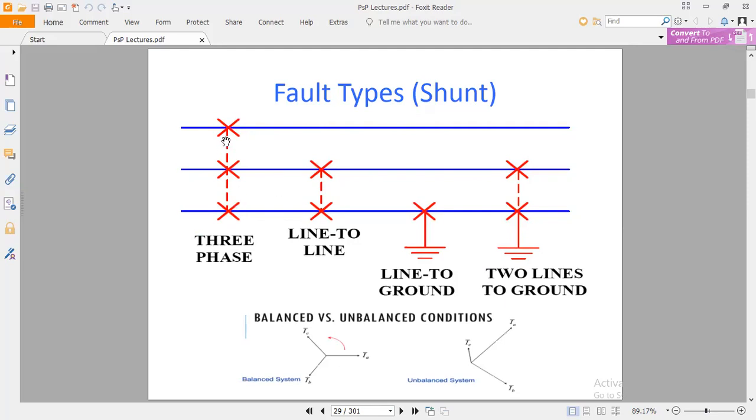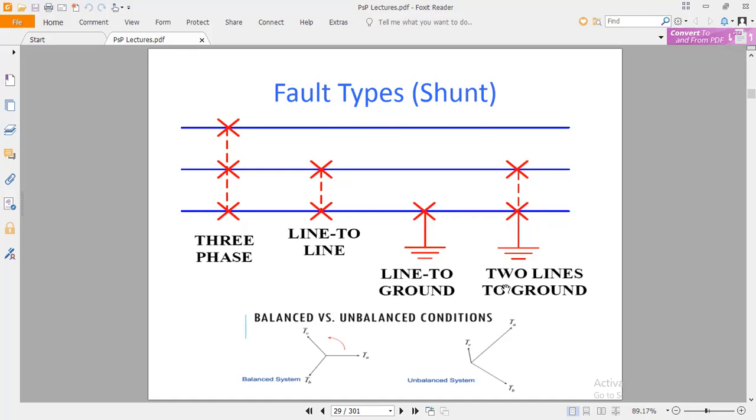If three lines or phases are combined with each other, that is a three-phase fault. And if two lines are combined with each other, then it becomes a line-to-line fault. And if a line is connected directly with the ground, this fault is called a line to ground fault. The last category of fault is that if two lines combine with the ground, it's called a line to line and ground fault.